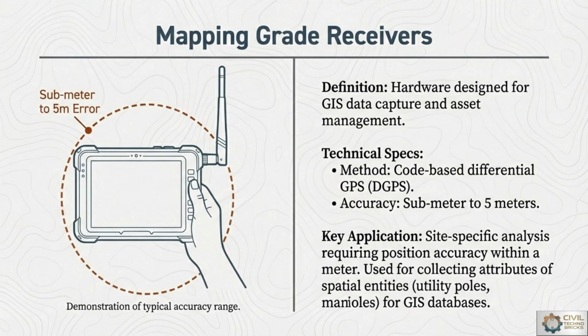Mapping grade receivers are primarily used for GIS data collection, and they provide better accuracy than standard navigational devices. Typical accuracy ranges from sub-meter to 5 meters, where differential correction techniques are often applied to improve precision. These receivers are widely used in asset management and GIS survey, and are suitable for utility mapping, environmental studies, and utility poles or manholes for GIS database establishment.